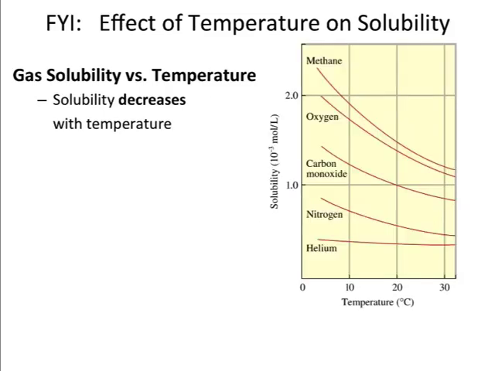But gas solubility decreases with increasing temperature. An example of this is when you're heating water on your stove, and after a little while you start to see bubbles on the inside of your pan. That's just the gas that's dissolved in your water leaving the solution and bubbling out. It's not boiling yet. It's just the gas in the water leaving because the temperature has increased.